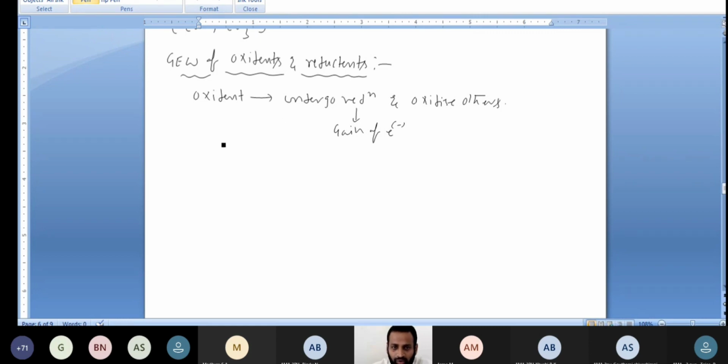So for an oxidant, to find the gram equivalent weight, what do we have to take? Generally I'm asking. Maybe you can answer for yourself. The gram equivalent weight of an oxidant, you can say, is the gram molecular weight divided by the number of electrons gained, since reduction means gain of electrons.